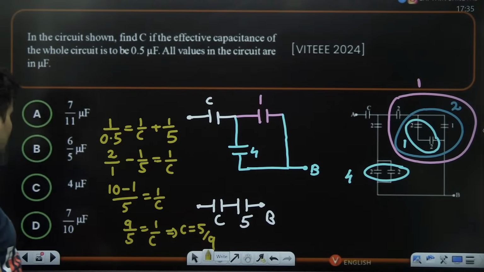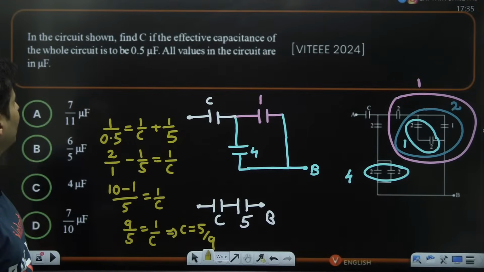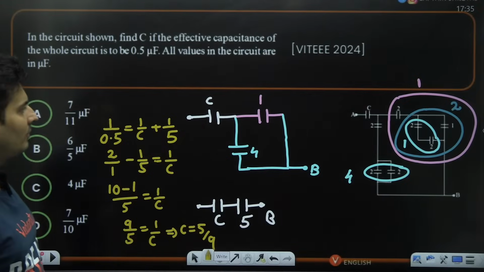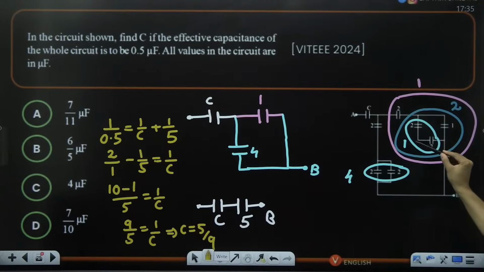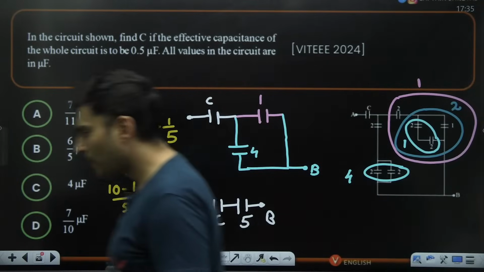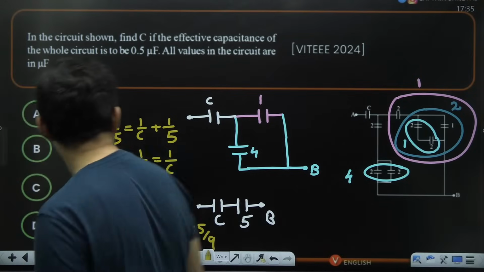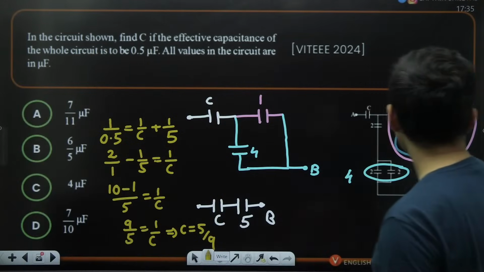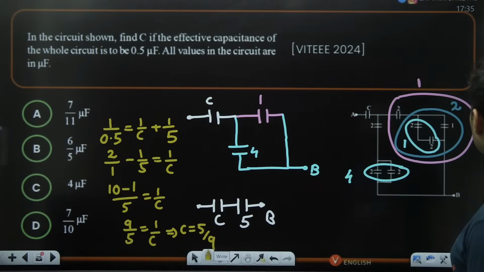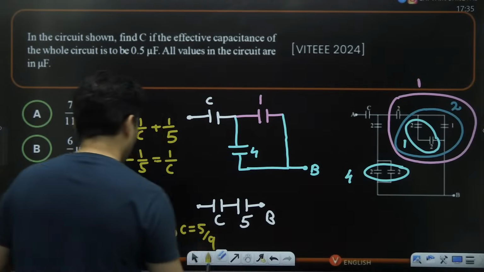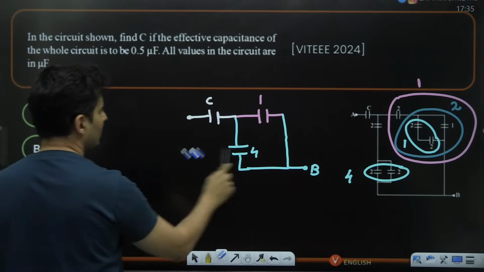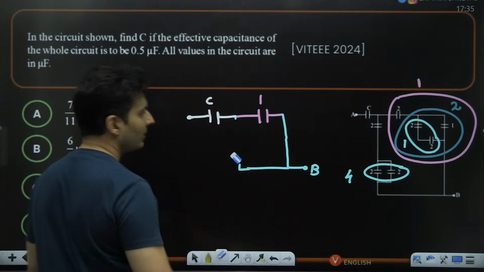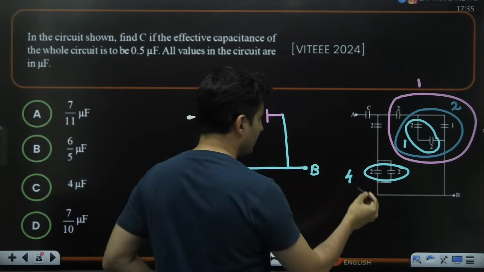I think some mistake is there somewhere. Just check if you have made anything. All values are in microfarad. Just check. 2 and 2, it is nothing but 1. Yes, so I have missed a 2. Where did I miss? Oh, this 2 I missed. Oh, sorry, this is a silly blunder. So sorry, guys, I think I missed one capacitor somewhere. Yeah, so this is 4.